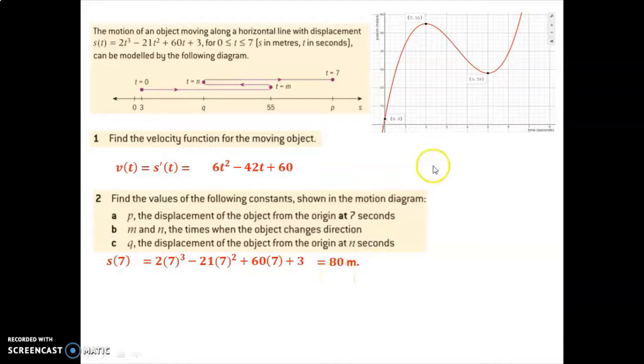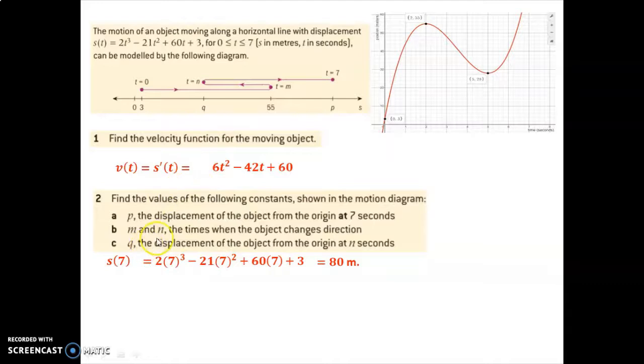So double check yours, but now we know at 7 seconds, we didn't see it on the graph here, but at 7 seconds, the particle reaches a distance of 80 meters from the beginning here. Great, next question. Find M and N, and those are those time values. We already know from here that they are 2 and 5, but how would we solve them using the equations we have?